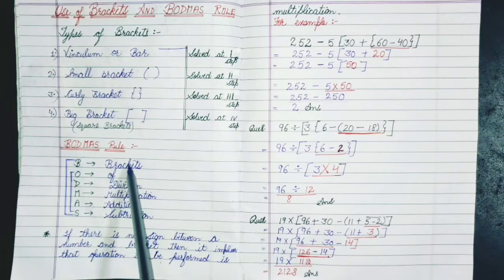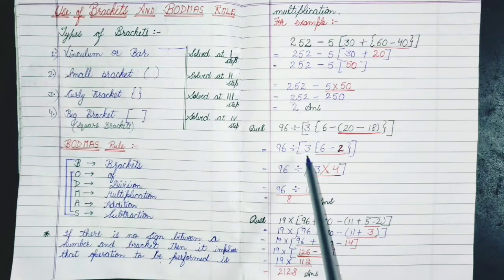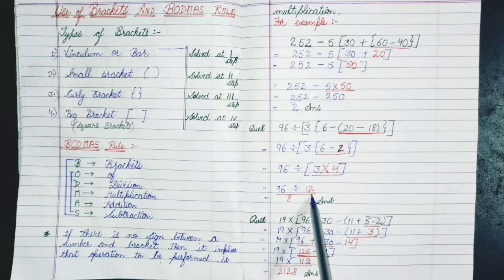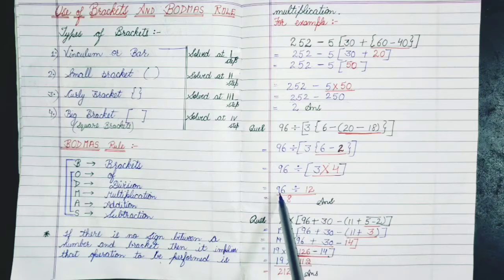After solving the bracket, we have to solve of, but of is not there. After that, division. Yes, division is there. So we will underline the numbers which are involved in division and we will directly divide it. 12 की टेबल में बच्चे 96 किस पे आता है? 8 पे. So 12 8s are 96. After division, there are 3 more operations, but as no other operation is there, 8 is our final answer. Am I clear, everyone?